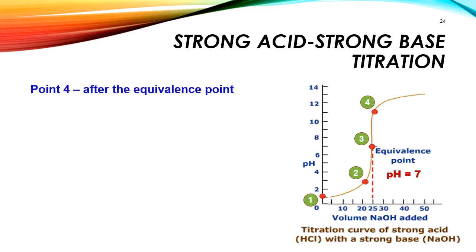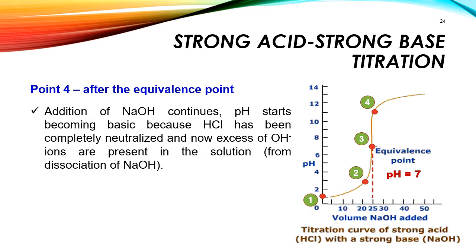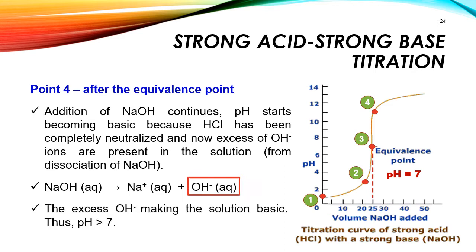After the equivalence point, the addition of sodium hydroxide continues. The pH starts becoming basic because the hydrochloric acid has been completely neutralized, and now an excess of hydroxide ions are present in the solution, which is from the dissociation of the sodium hydroxide. The excess hydroxide ions make the solution basic. Thus, the pH must be greater than 7.